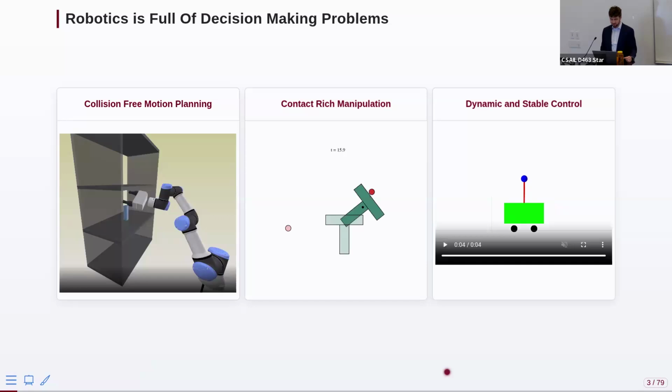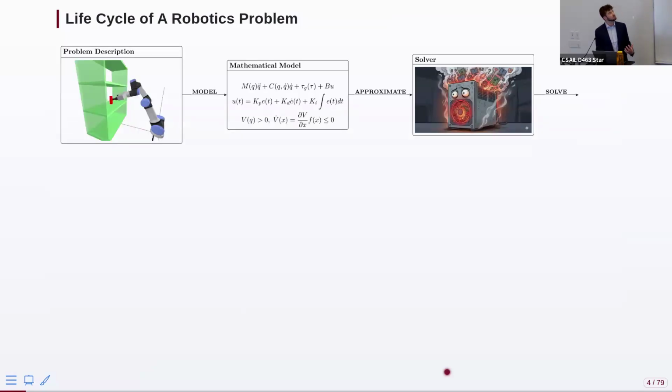So robotics is full of these decision-making problems, and the life cycle of a robotics problem in a lab looks a little bit like this. Someone more senior gives a problem description, and then an engineer, a grad student, someone's going to spend a lot of time taking that plain language description and writing out some mathematical model. Now, if your mathematical model is in any way accurate, it's probably going to be too hard to actually solve with techniques we have. So what we're going to do is probably approximate it, and then once we have some reasonable approximation, a computer's going to burn a lot of energy and eventually try to solve the problem and output some sort of solution.